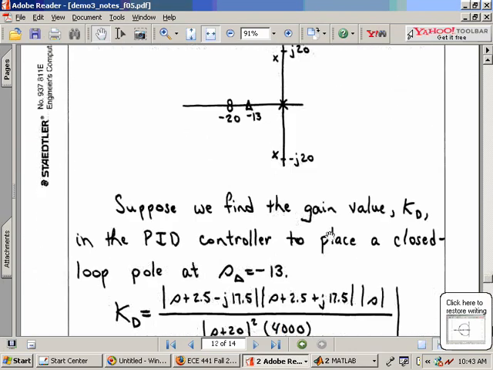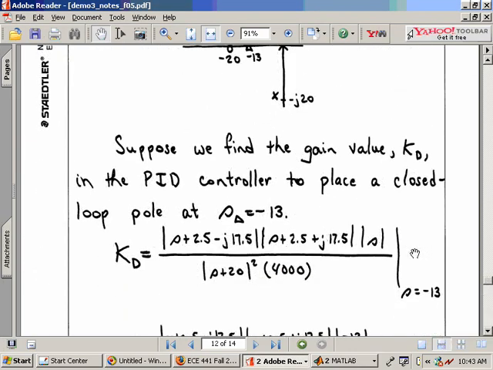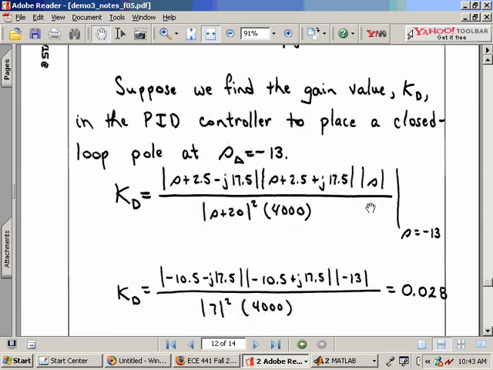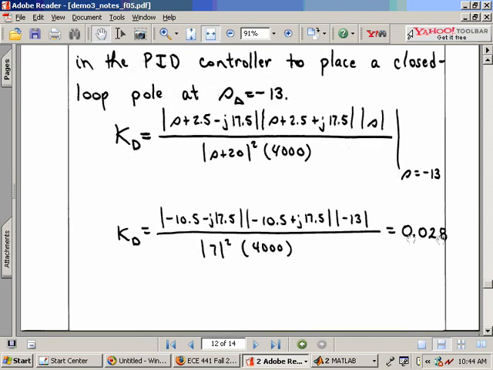Again, we'll do that based on the magnitude criterion, or the magnitude condition. This is our positive complex pole. This is its twin that's in the bottom half of the complex plane. Here's the pole due to the integral term in our PID controller. Here are the two zeros that are contributed by the PID controller. This is the gain of our system, and when we evaluate that at minus 13, that ends up giving us a derivative gain, or the gain on our controller, of 0.028.